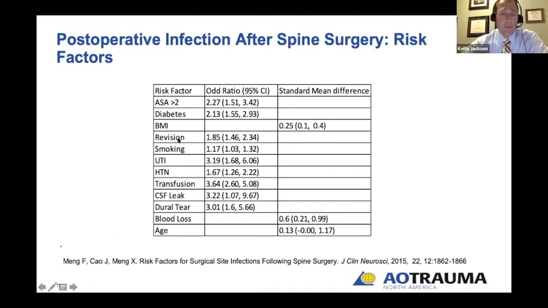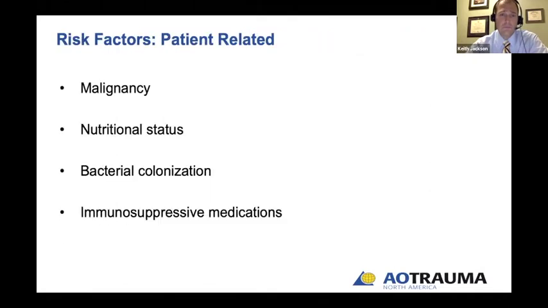When we look at patient risk factors, a recent meta-analysis found 13 significant risk factors for the development of surgical site infection after spine surgery. These include things such as patient comorbidities, diabetes, obesity, revision procedures, smoking status, urinary tract infections, transfusion of blood, durotomies, blood loss during surgery, as well as patient age.